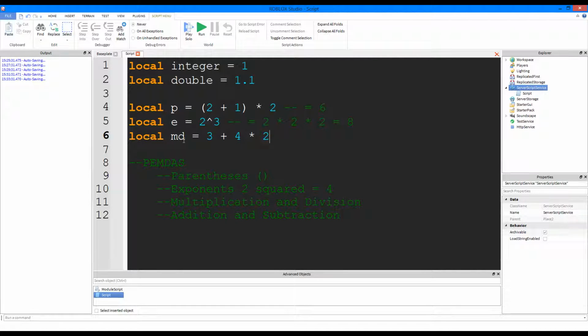And we're just going to make that M. And then we're going to do the same problem down here for division in a second. But okay, you could think this is 3 plus 4 equals 7, 7 times 2 equals 14. That's wrong. 3 plus 4 does equal 7, but that's not what we do first, because due to order of operations and PEMDAS, we do the 4 times 2 first.